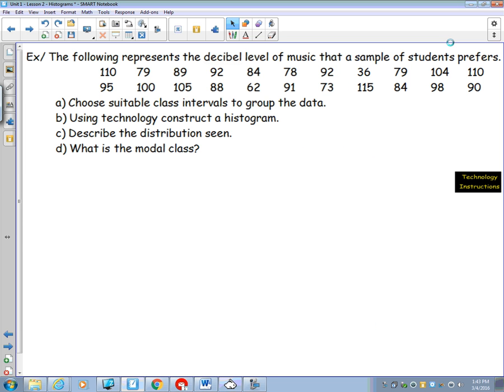Before we start using it, we have to read over the question and see what it wants us to do. Okay, the following represents the decibel level of music that a sample of students prefers. So we're measuring how loud the music is. We want to choose some suitable class intervals to group the data. So we got to pick our intervals. That's the first step here. We're going to do this by hand. There's nothing we can do to simplify that.